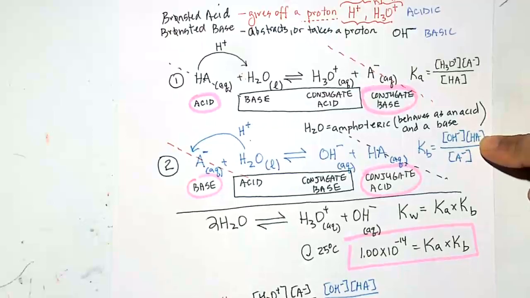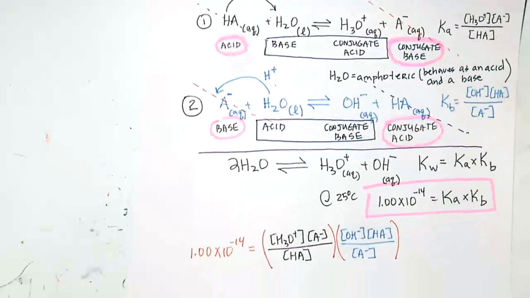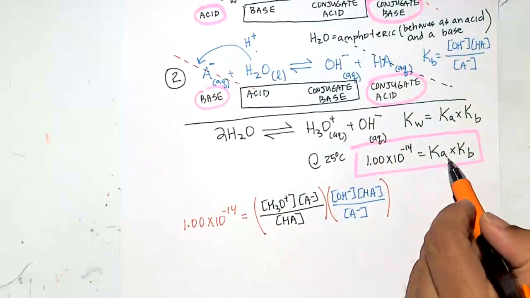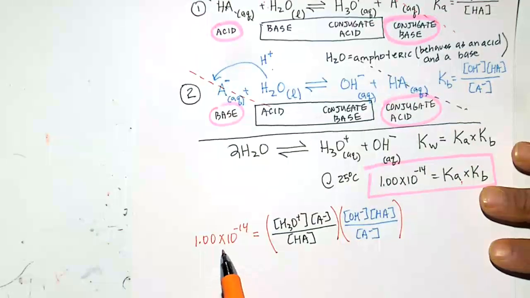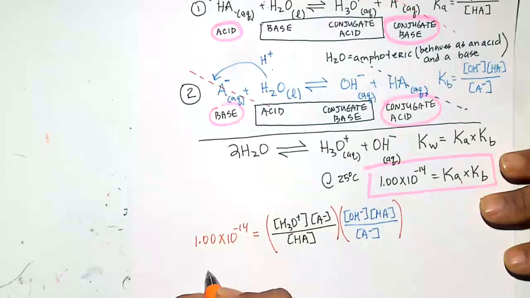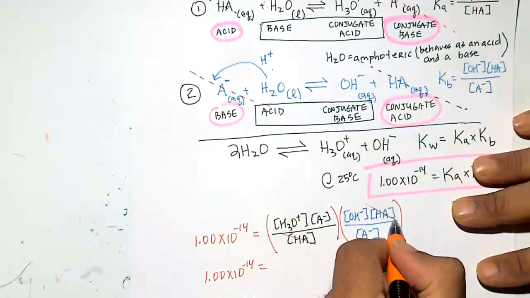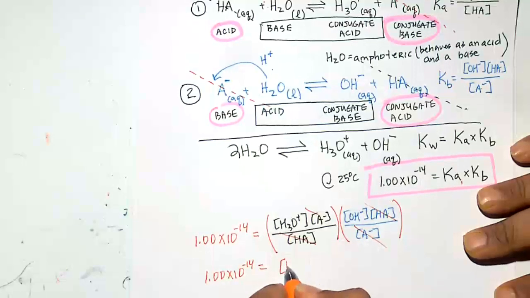So we multiply them together. Ka is this equilibrium constant. Kb is that equilibrium constant. Kw is from our textbook, the equilibrium constant at 25 degrees. So this is products over reactants, 1.00 times 10 to the minus 14. This HA cancels. Okay, it's the same thing, products over reactants.